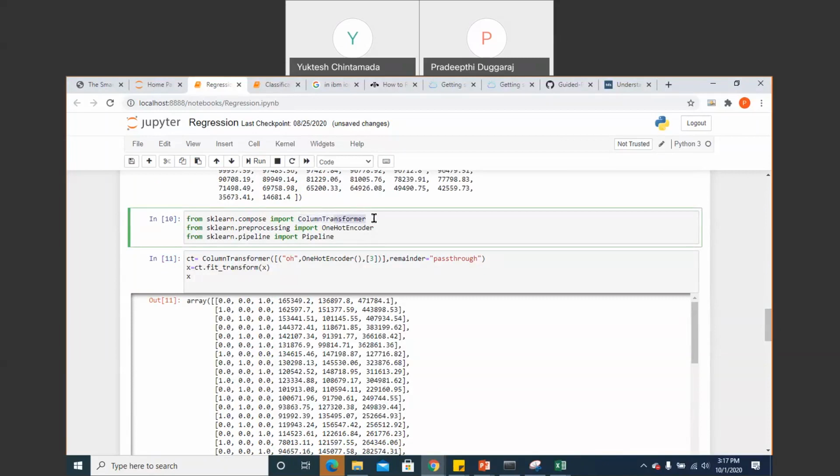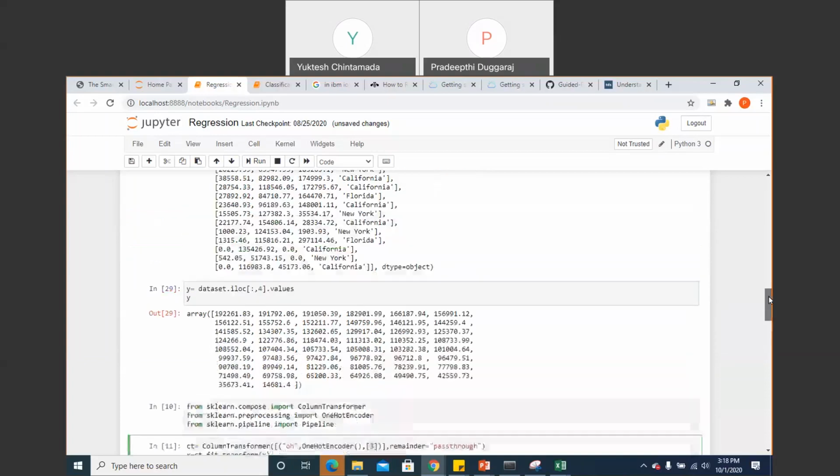So whenever I use column transformer, all the data will be converted into binary format. So here what I'm doing is column transformer of one hot encoder. I'll tell you what this one hot encoder does. Here I am giving some value, right? This is the column number that I am giving. So the column number is 3.